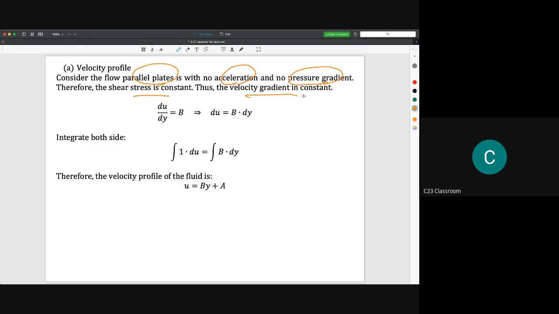Later, in the next question, we will have this kind of situation where we put the problem of n equal to a certain value. Because the velocity gradient is constant, we just assume that du/dy is equal to b. The meaning of velocity gradient here is the change of u with respect to y.